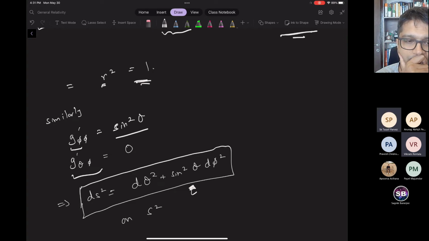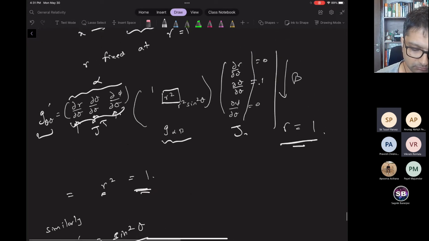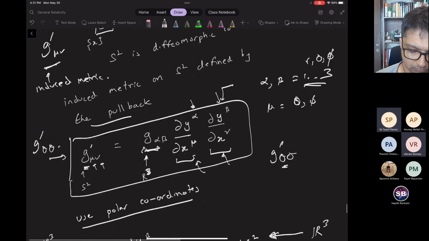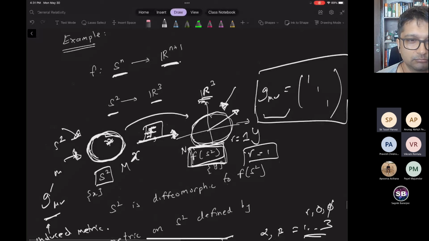Sir, about this r is equal to one thing, this map F is defined from S2 to R3, like whole of S2 to whole of R3. So in that there is no restriction, right?